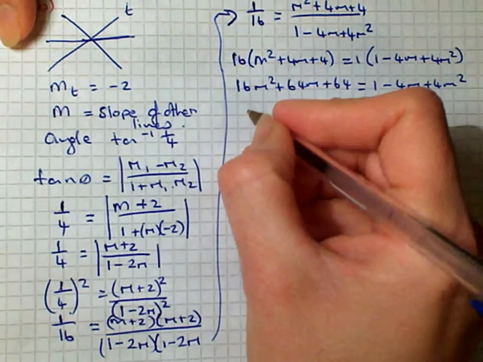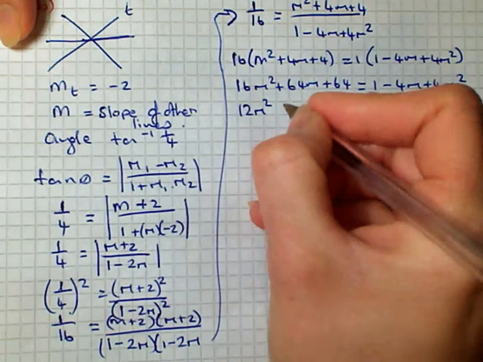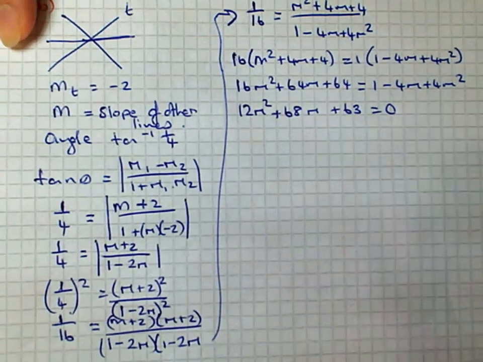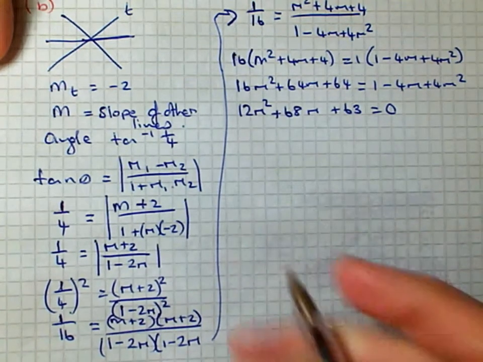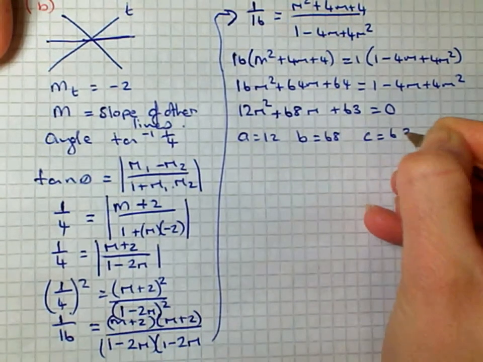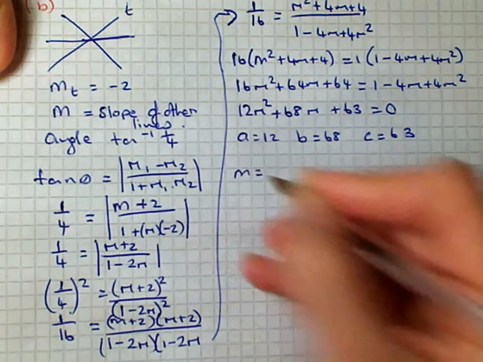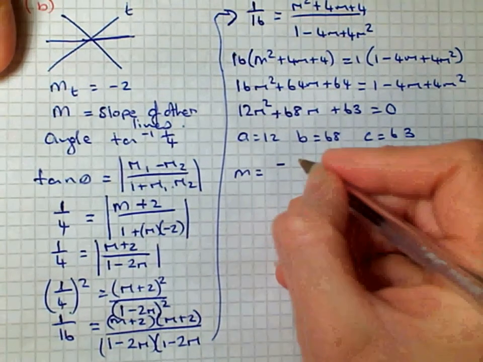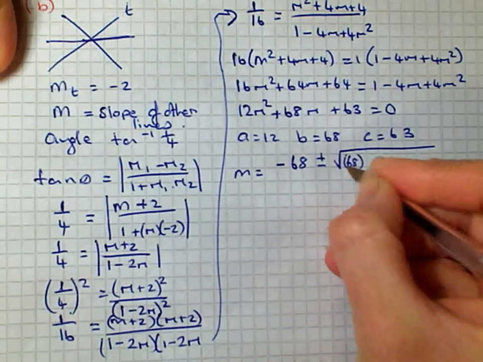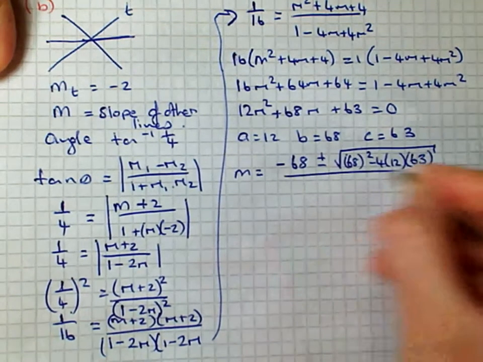Now rearranging, bring over the 4m squared and it becomes minus 4m squared, so that's 12m squared, and that's going to be plus 68m plus 63 is equal to 0. To solve it, a is equal to 12, b is equal to 68, and c is equal to 63. So our m value is going to be, using the minus b formula, minus 68 plus or minus the square root of 68 squared minus 4 by 12 by c, which is 63, all over 2 by 12.